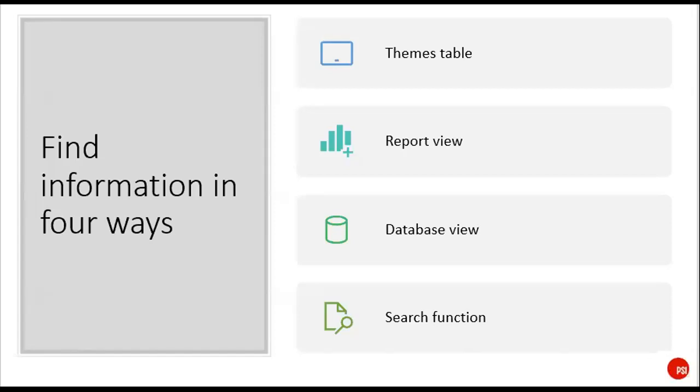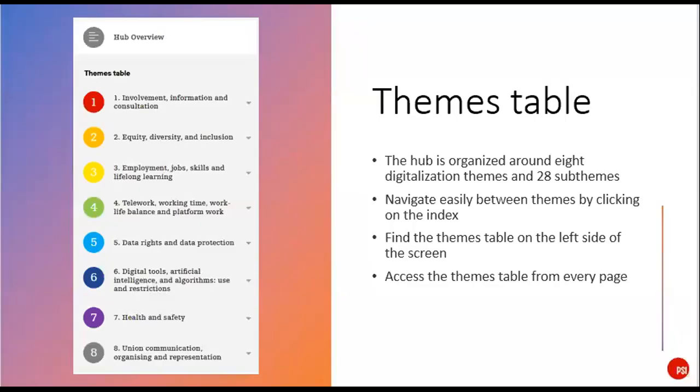When you enter the hub, there are four ways that you can find union contract clauses and other types of language. These are the themes table, the report view, the database view, and the search function.